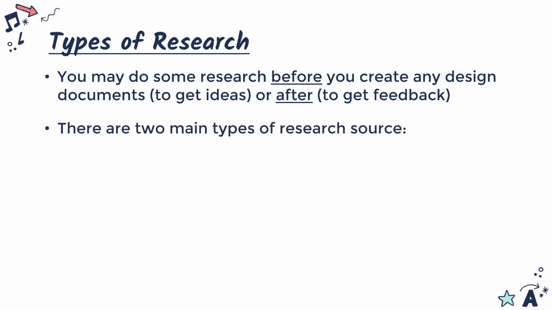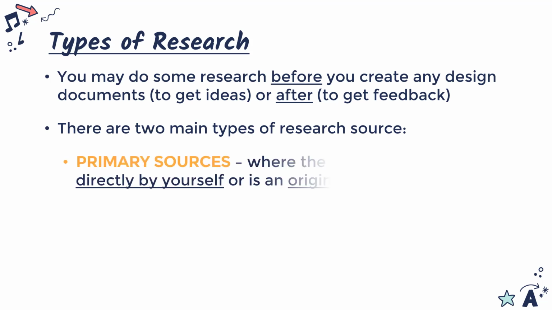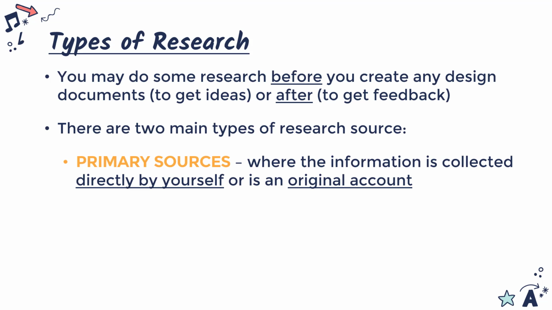And there are two main types of research source you need to know about. By source we mean where the information is coming from. So you're investigating something and you're getting information from somewhere, and where is it coming from? Well, a primary source is where this information is collected directly by yourself. So you are going and speaking to someone, collecting information, or the information was collected by somebody else, but it is an original account. So it's had no changes since it was originally collected.